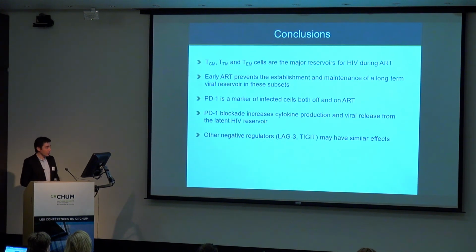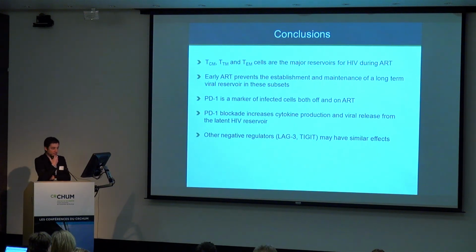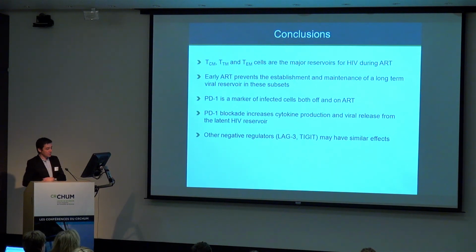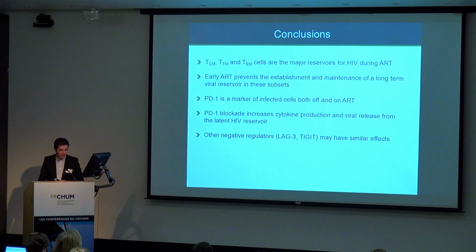So very briefly, some conclusions. Those 3 subsets, central memory, transitional memory, and effector memory, are the major reservoir for HIV during ART. By treating very early on at the Fiebig 1 stage, you can prevent the establishment, or at least reduce the establishment and maintenance of this long-term viral reservoir. I hope I convinced you that PD-1 is a marker of infected cells, both off and on ART. By blocking PD-1, you can increase cytokine production, but also viral release, even though the system we've used so far is quite artificial, and other negative regulators, such as LAG3 and TIGIT, may have similar effects.